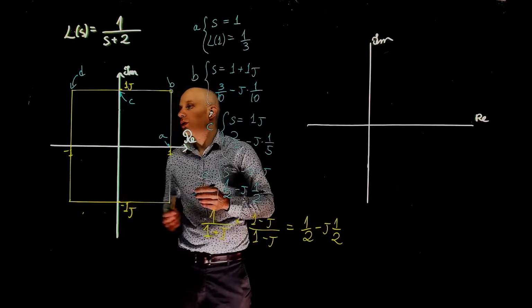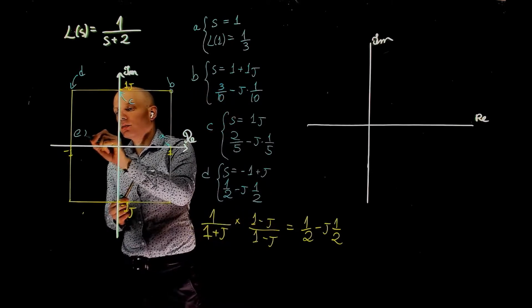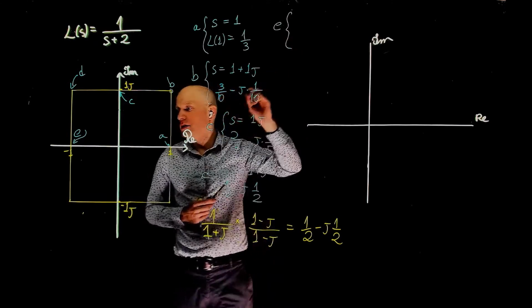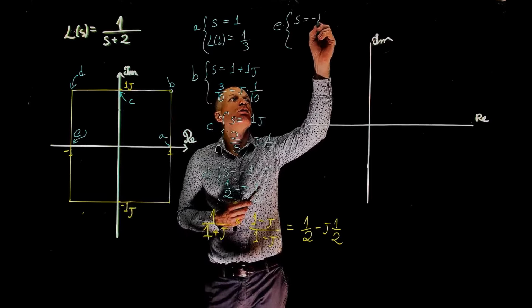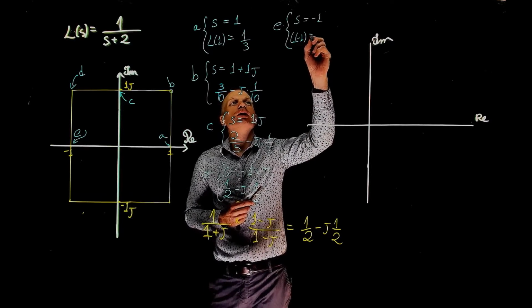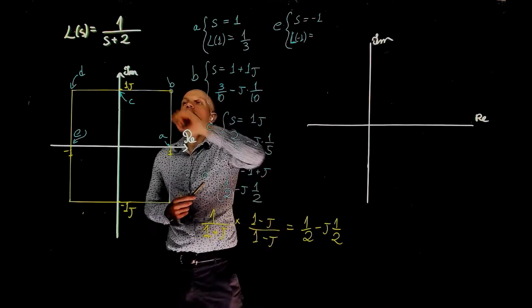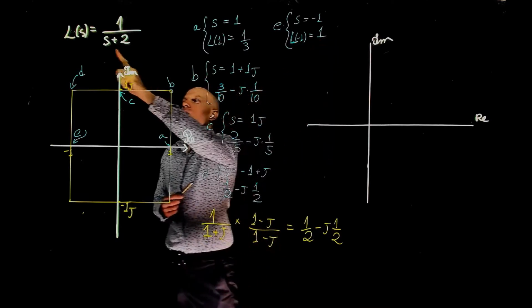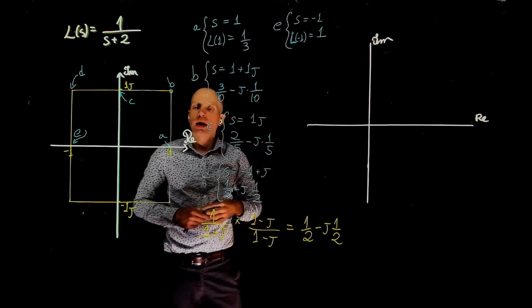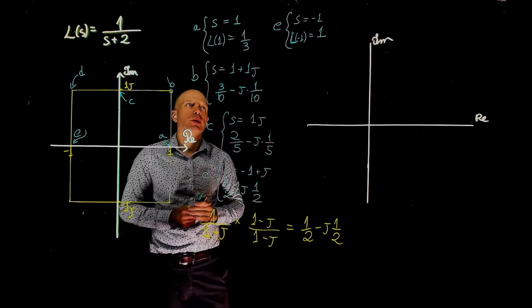And finally, we can go to point E. At point E, we have S equals -1, and L of -1 is 1 over -1 plus 1 plus 2, which is 1. And now we can move these points to our new domain.